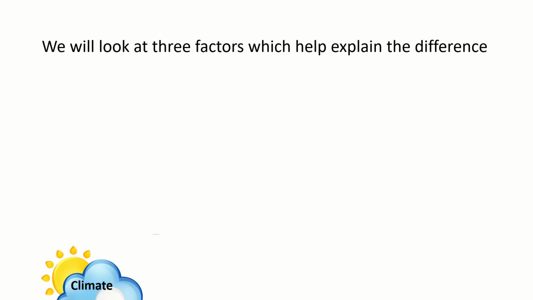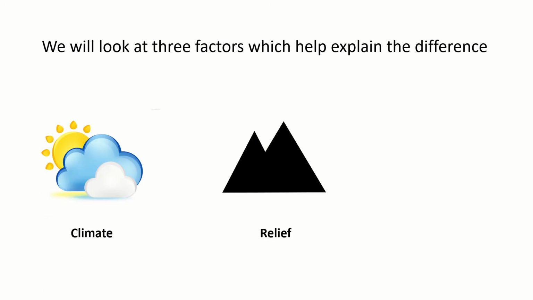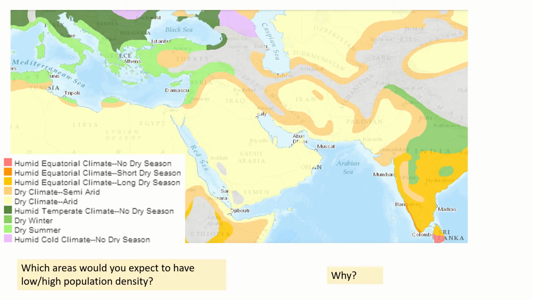So we're going to look at three factors. They are the climate, the relief, and the water access. Okay, so climate, relief, and water access. All those three things have determined where people live in the Middle East, and they've determined it in the whole world. The same three factors would have impacted us in the UK as well at some point in our timeline.